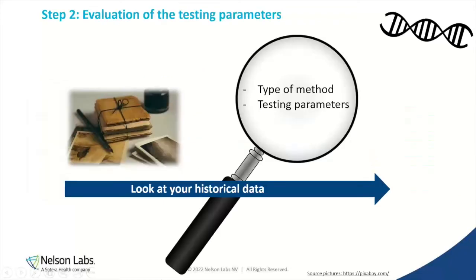I think what you also need to do, when you have well described all the parameters for the testing, and you're in this phase in the room, is dig into your historical data. You have to look: what were the parameters that I used before? That can give you a clue whether you changed something, and that can give you an indication. And you also have to look at the type of method.